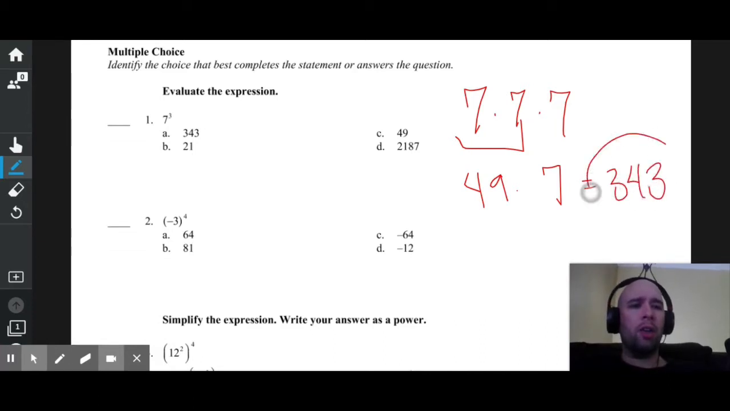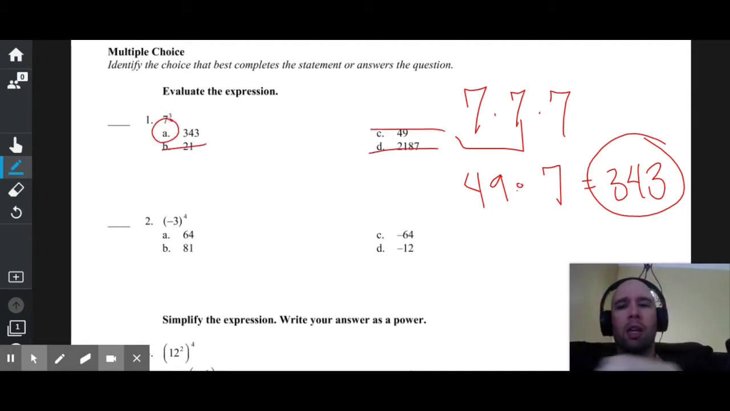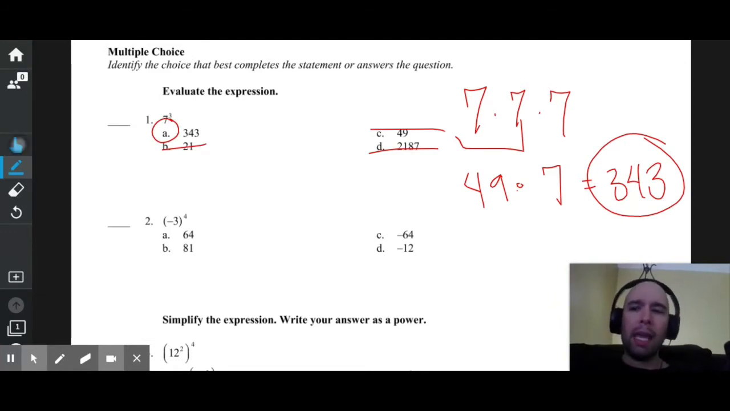343. How did I know that? I didn't. But what I did know is it's definitely not 49, it's definitely not 21, and it's definitely not 2100. So it's got to be A. It's got to be A.